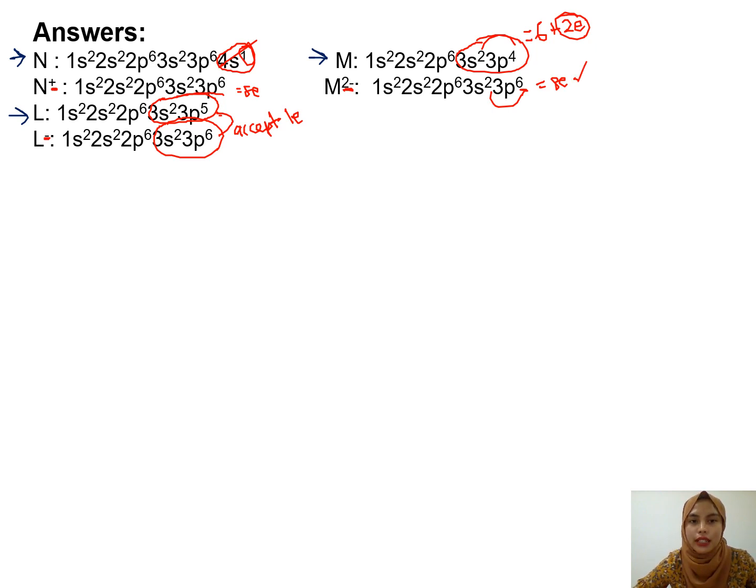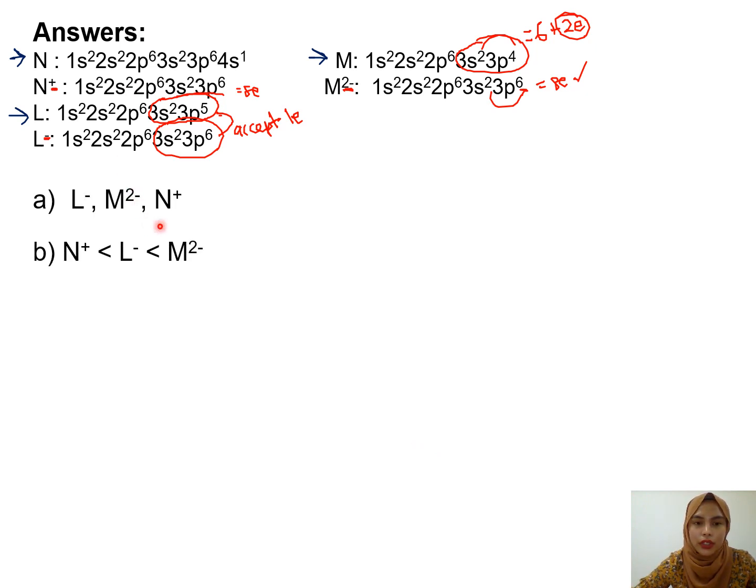Okay. So sekarang ni bila you dah layout kan masing-masing punya SPDF notation for its neutral atom and also dia punya ion respectively, barulah kamu boleh jawab soalan. Okay, so how can you answer the question? So untuk soalan A, cara you nak untuk soalan A, the ions untuk respective atom ialah kalau L, L minus, M2 minus, N, N plus.